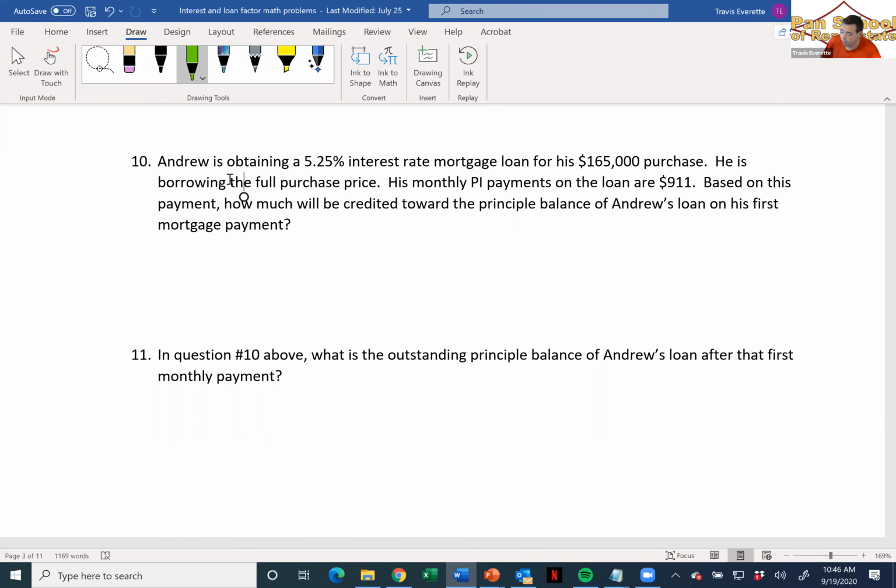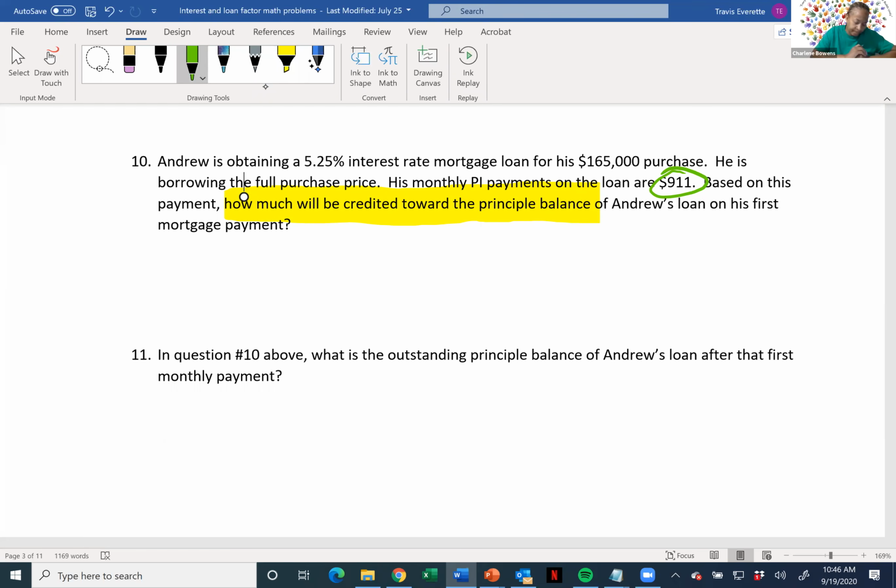Well, a couple of things they tell us right here are super important. How much will be credited toward the principal balance of his loan? They don't want to know interest. They want to know principal. How much of this 911 is going toward principal? Does that make sense for everybody?